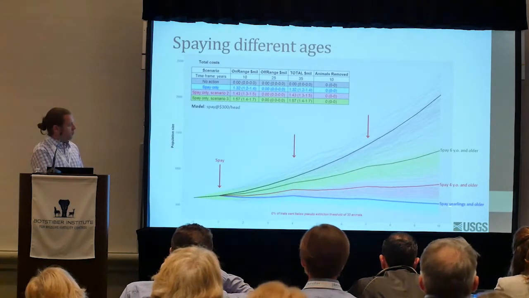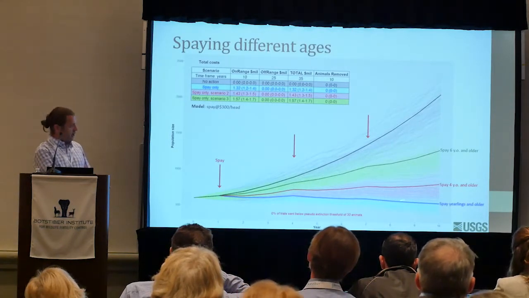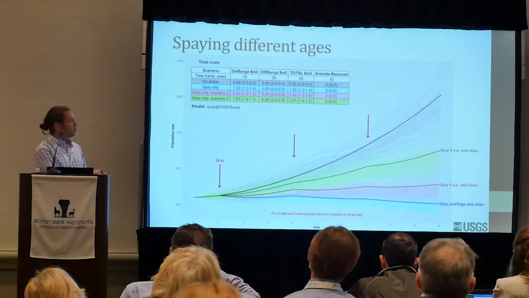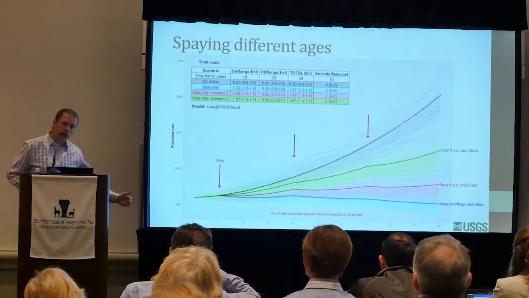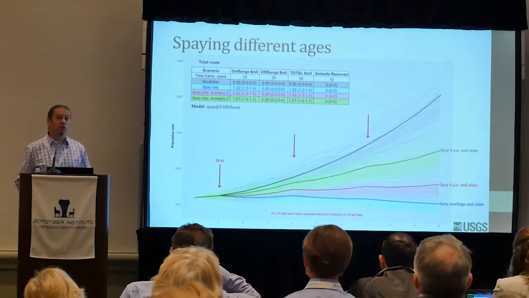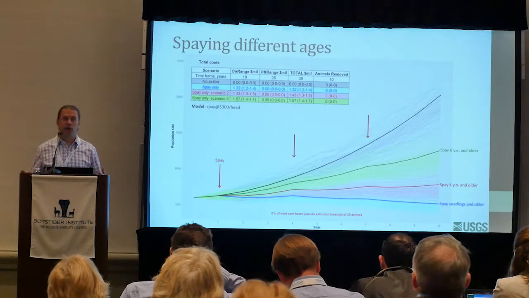And again, what you can see is that spaying yearlings every 3 years basically flattens out population growth, and it's the cheapest, just like with PZP. The more animals you treat, the more aggressively you treat younger animals, the cheaper it gets, because you flatten out population growth, so there are fewer animals out there to have to gather and have to treat.